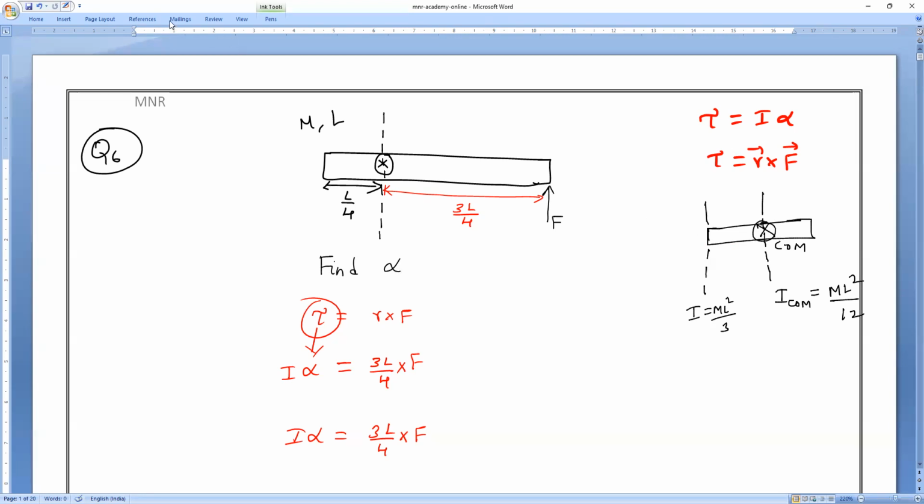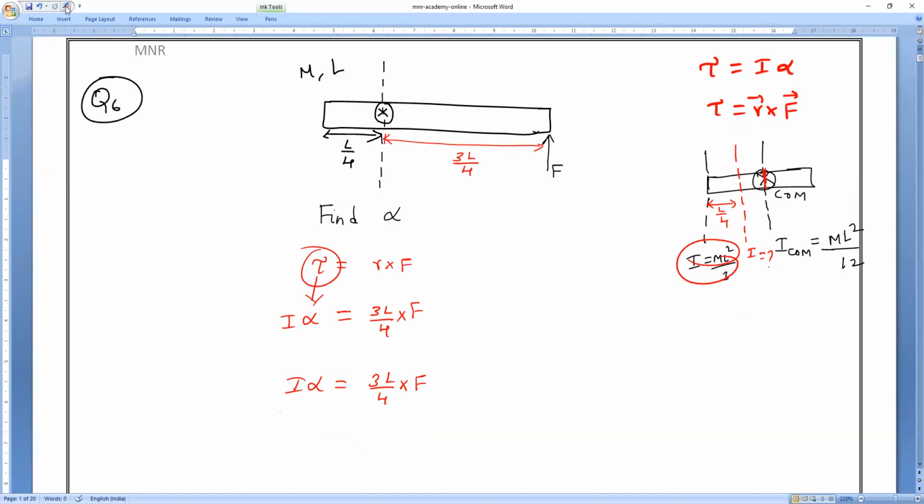But it is not passing through there. It is actually pivoted at L by 4 distance away from the corner. So this is what we have to find now. So that is only this I. Both the I through the center of mass and this one are parallel to each other. So what theorem do we have to apply here, everyone? Yes, please respond. We have to apply the parallel axis theorem.